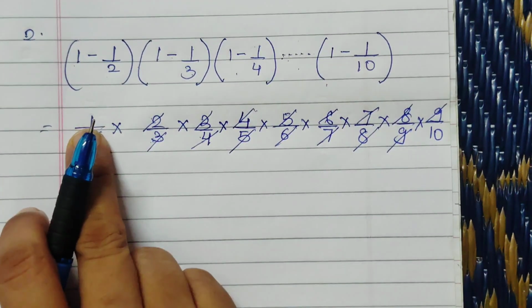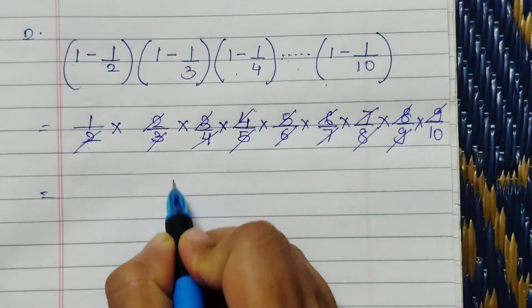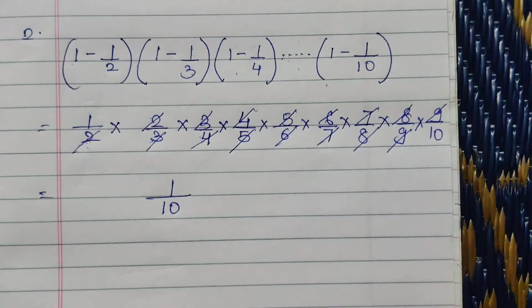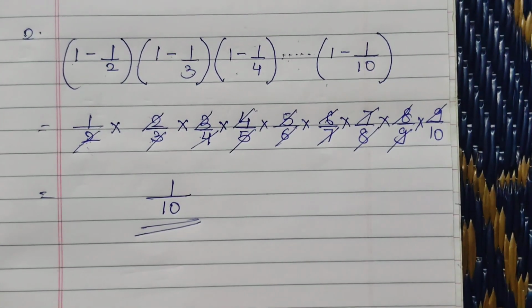So finally, in the numerator 1 is there, and in the denominator 10 is there. So what do I get? 1 upon 10. So this is the answer. Okay, so we have completed question number 2 of HOTS.